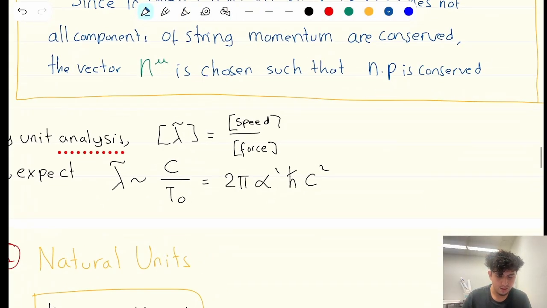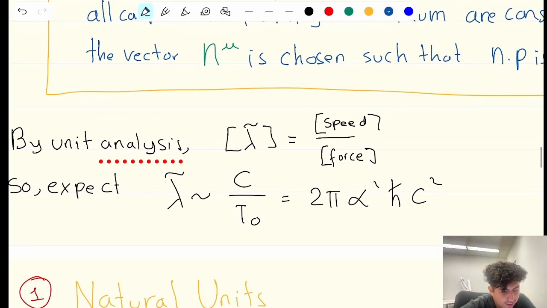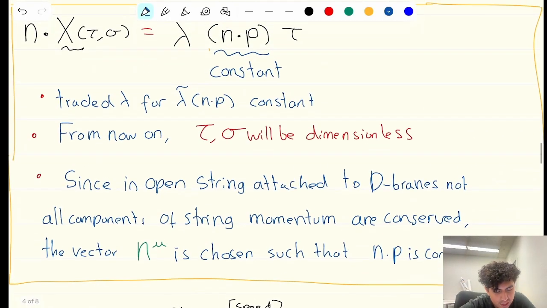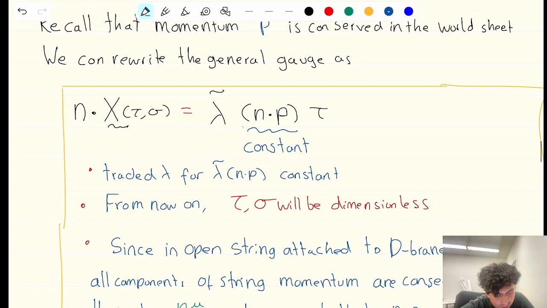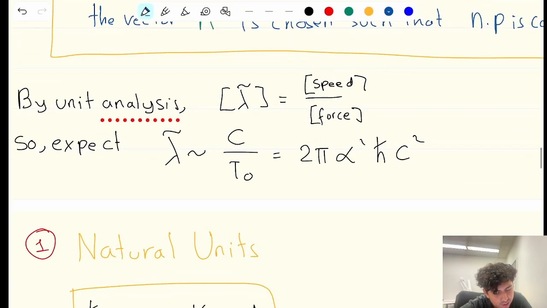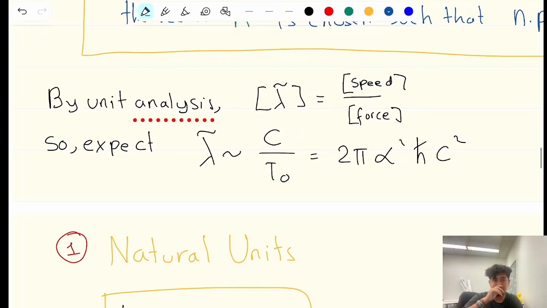Cool. Okay, and by unit analysis, we can also determine that lambda hat is speed over force. You can see this from just having the momentum there and having tau dimensionless. This is dimensionless now, and we have length. So if you do the unit analysis, you find speed over force. And the speed over force that we clearly have in our theory is the speed of light and the tension. This can also be written in terms of the Regge slope, like this. Cool.